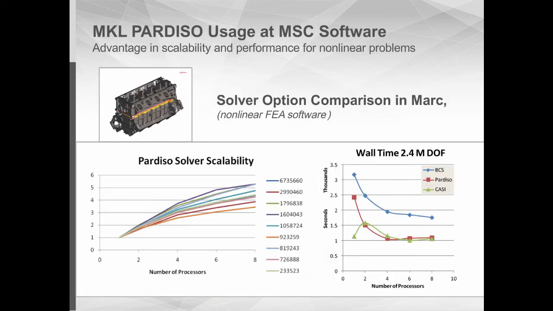We have been showing customers with our Marc solver for many years the scalability that can be achieved with Pardiso. In this slide on the left, we see the speedup that can be obtained for various problem sizes. These different colors are for different problem sizes, and the x-axis corresponds to the number of processors, and the y-axis corresponds to the speedup. As you can see, going out to 8 processors, the speedup can be anywhere from 3.5 to approximately 5.25, depending on the type of model and on the number of degrees of freedom.